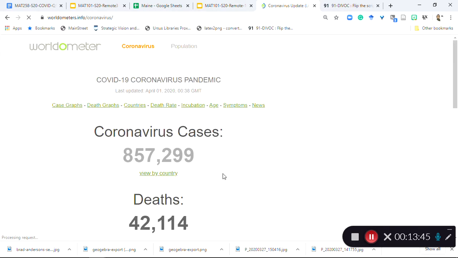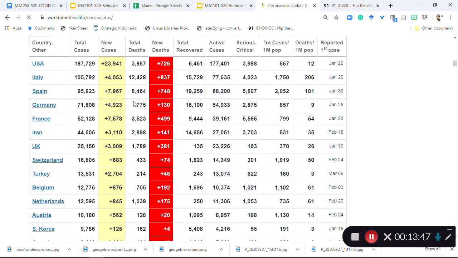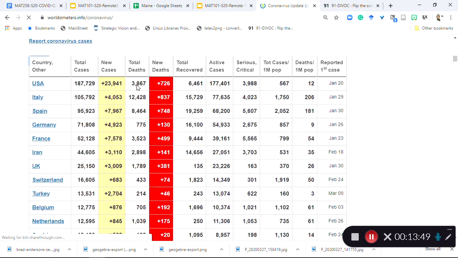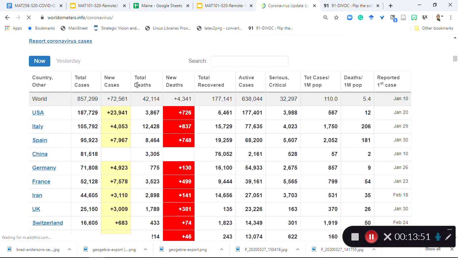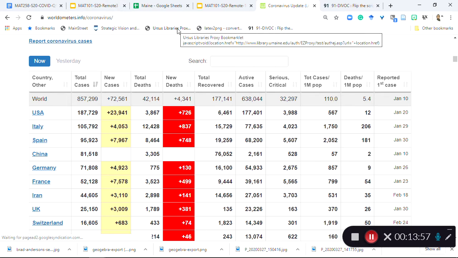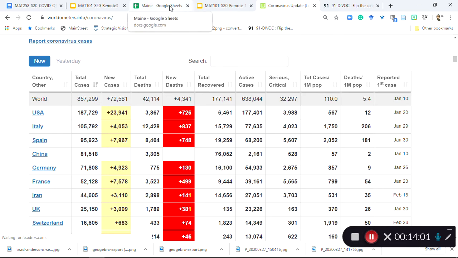So going to the US, what are we at? At 3,867. So you can see with a more robust regression model, and it's the same sort of model I showed you for Maine. In fact, let me dig out my spreadsheet.